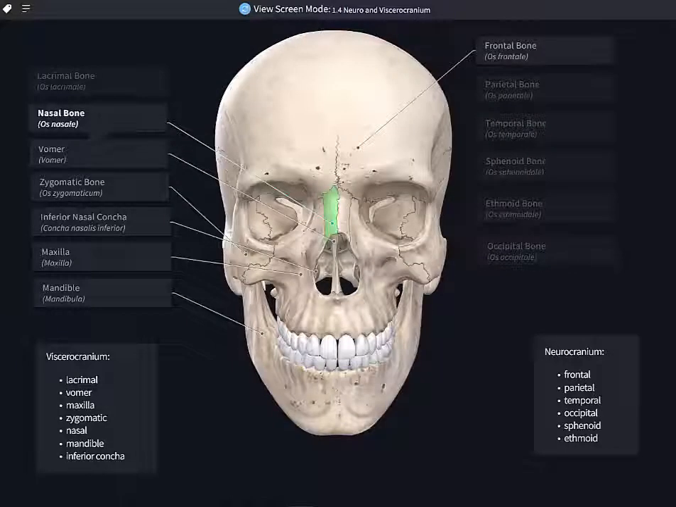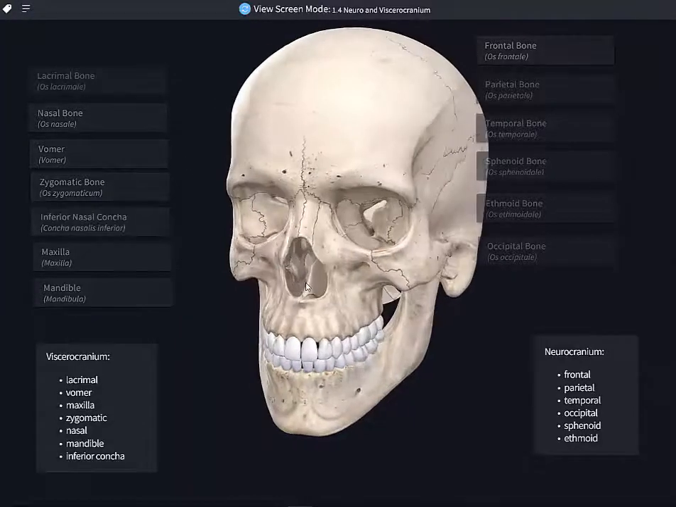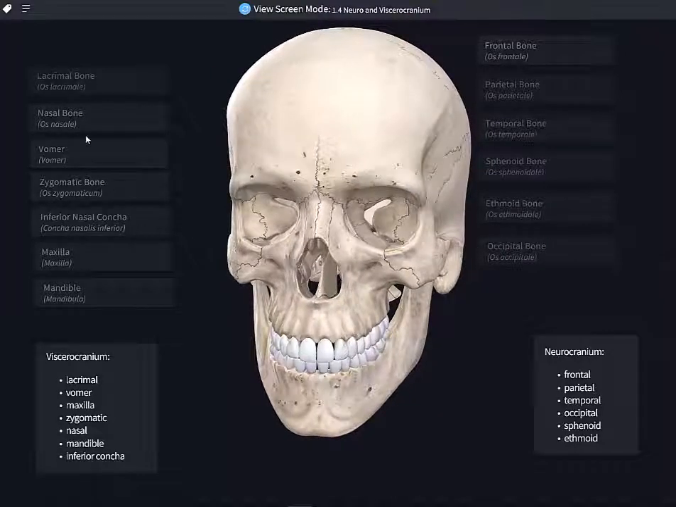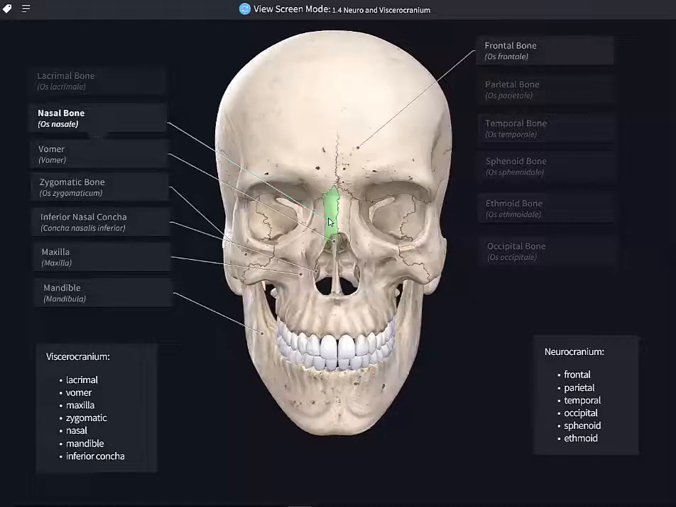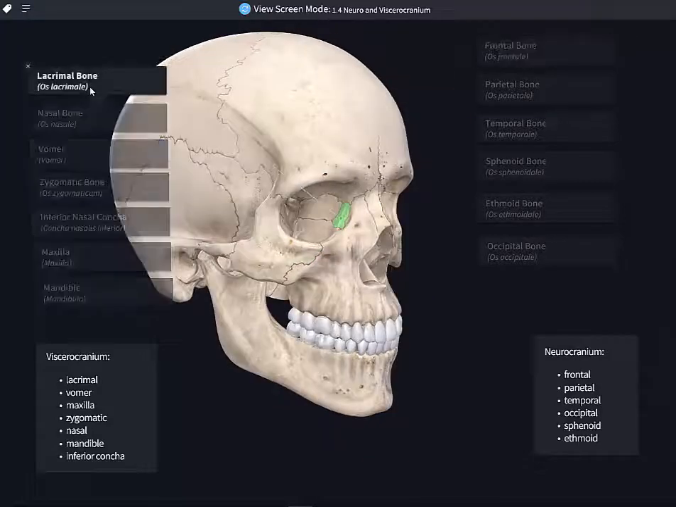So now we'll have a look at the viscerocranium. So the viscerocranium is going to contain all the bones that will make up your anterior and the lower regions of your skull. So that'll include, for instance, your mandible, we can see right here, the vomer, the inferior nasal conchae. Be aware that there are 2 of these, one on the left and one on the right side. There are 2 nasal bones, one on the right and one on the left, the 2 maxillae, the zygomatic bones, and the lacrimal bones.